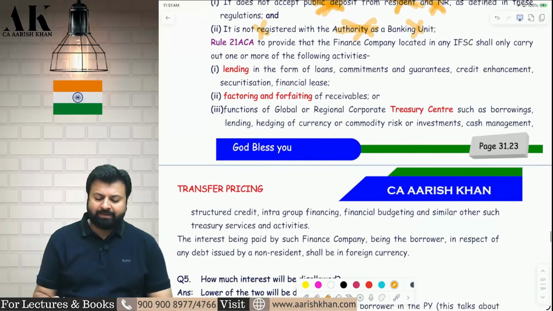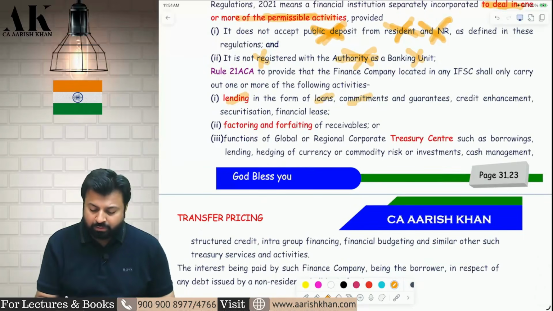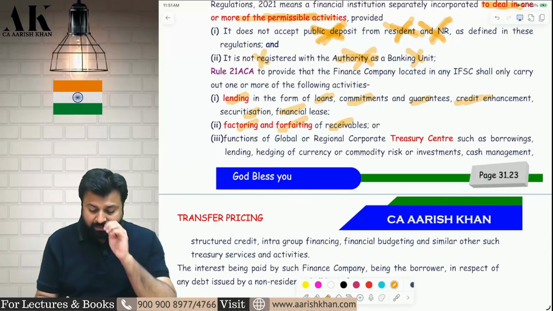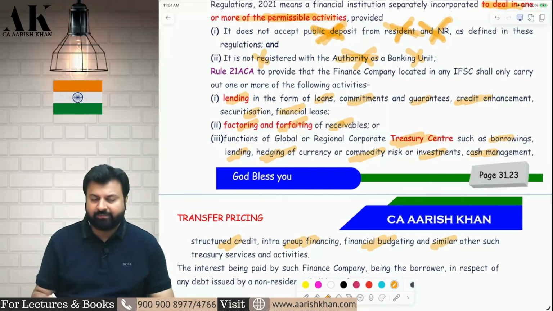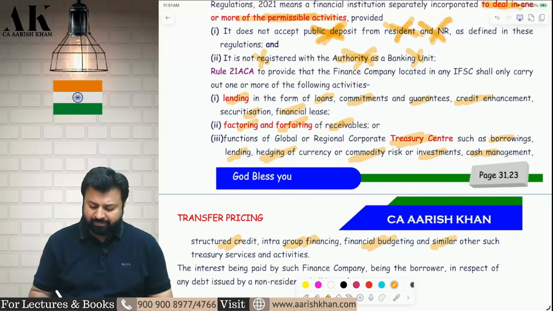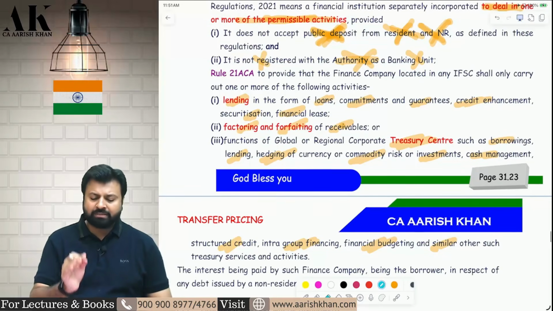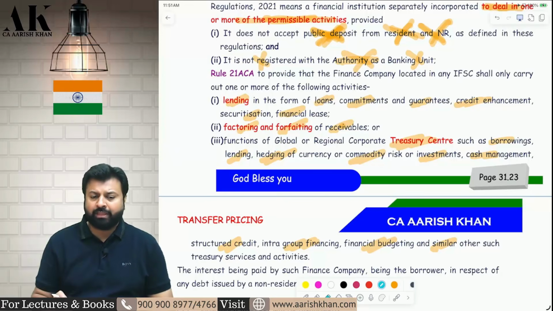What are the permissible activities they enter into? They enter into normal permissible activities like lending in the form of loan, commitment, guarantee, credit enhancement, securitization, finance lease, factoring and forfaiting of receivables, functions of global and regional corporate treasury centers such as borrowing, lending, hedging of currency, commodity risk, investment, cash management, structured credit, intra-group financing, financing budget, and similar other activities. These are the points which are covered in one or more permissible activities. If they are engaged in any of the permissible activities, they will be called a finance company. And if they are a finance company, the provisions of 94B are not applicable on them.